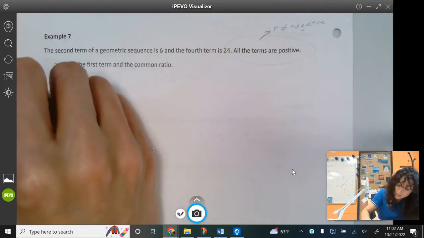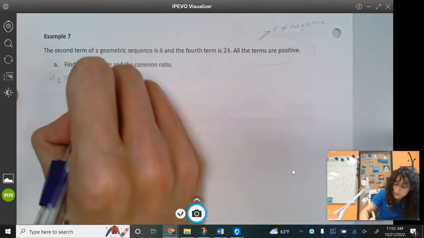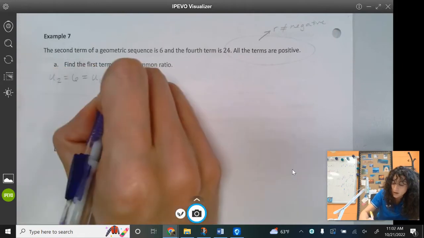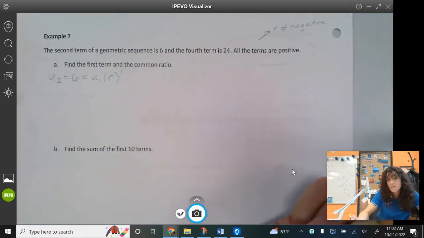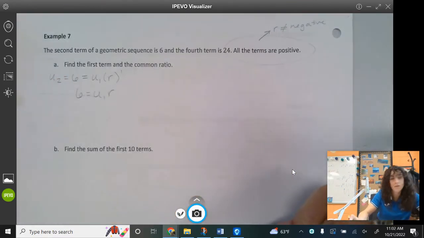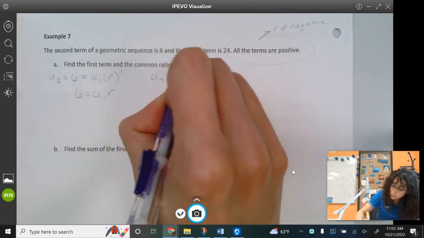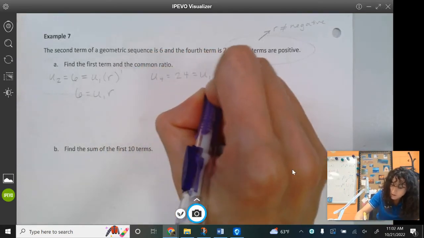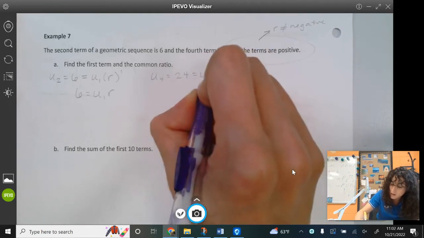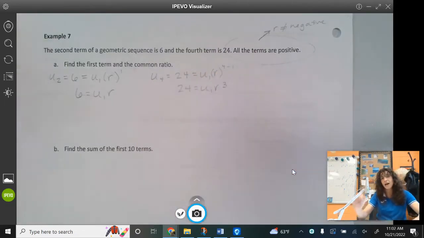A term of a sequence we have a formula for. If the second term is 6 and we have the formula that it's u sub 1 times r to the n minus 1, which is 2 minus 1, so that's to the first power. Awesome. So I have 6 equals u sub 1 times r. Okay. And then the fourth term, u sub 4, is 24. Okay, well, that's still u sub 1 times r to the 4 minus 1, which is 3. I have two separate equations using these two different variables, and I can now solve for those two different variables.